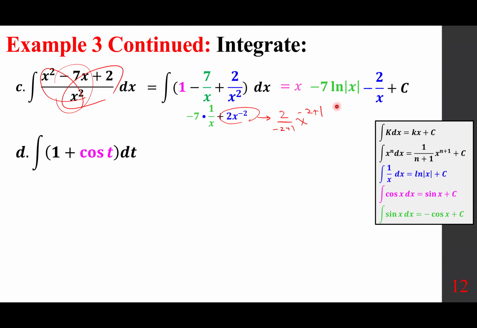The integral of (1 plus cosine t) dt. First, notice t is the independent variable. So 1 will give you t. Be careful with that, not x. T, because the independent variable is t. Cosine: the derivative is negative sine, but the integral is positive sine. The integral of cosine x dx is sine x plus c. So this is going to give you plus sine t and a constant.